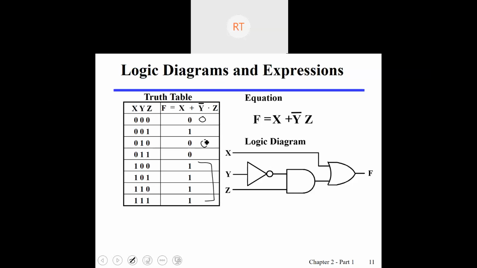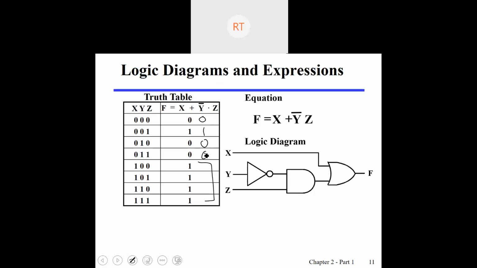And now I have z to be 1. I check the y. If y is equal to 0, y bar is going to be 1. I put a 1 here. And if y is 1, y bar will be 0. So 0, 1 will give me a 0. So this is how I directly fill the table without going one by one with the equation. It will be too long. It will take too much time.